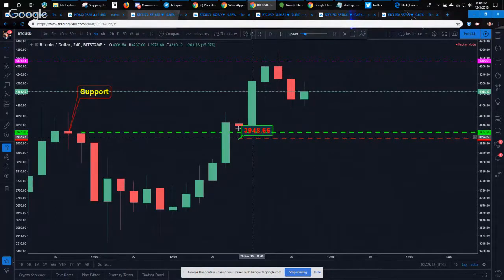But we placed it at the bottom of the wick here. I don't know if you can see that on the screen, because as the candle closes, then we take our entry. Did that answer your question, Brian?